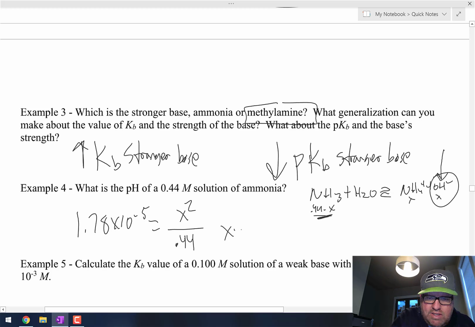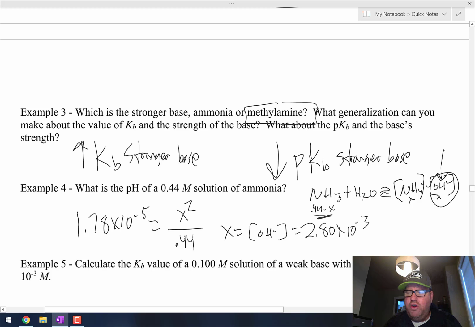And X, which again is equal to the concentration of NH4 plus, and it's also equal to the concentration of OH minus, which is the one we care about, is 2.80 times 10 to the minus third.